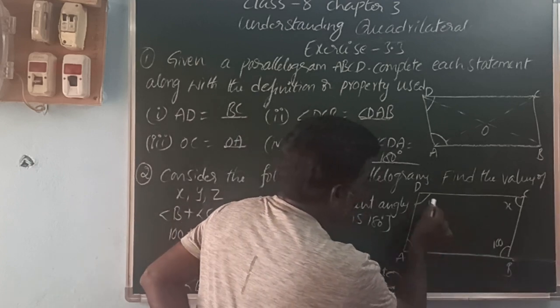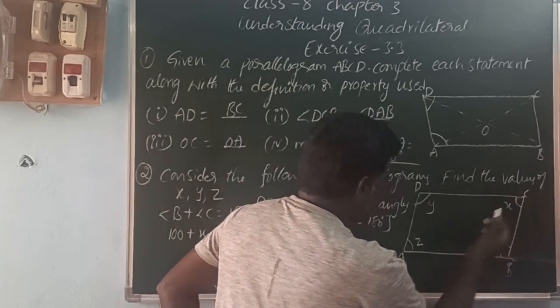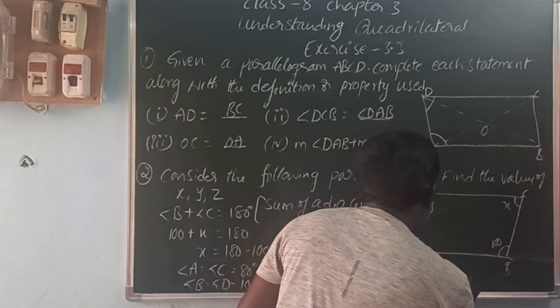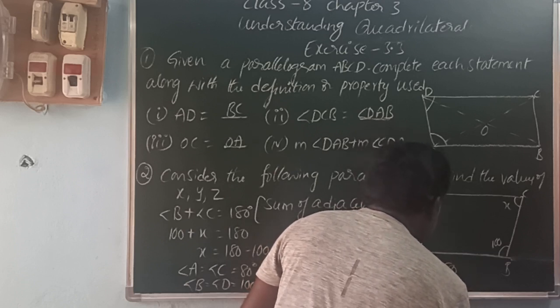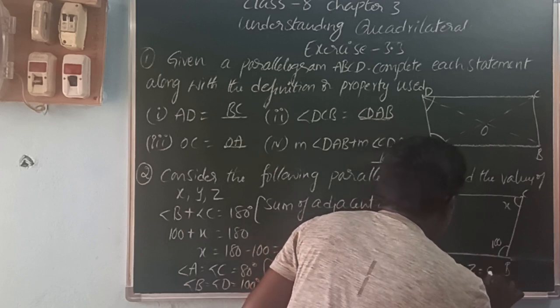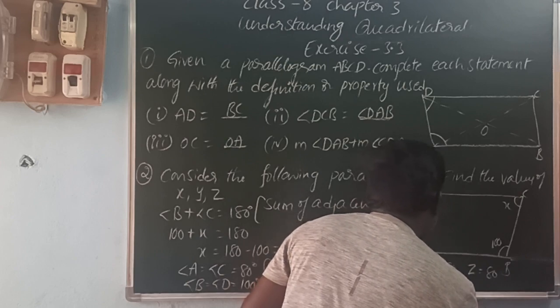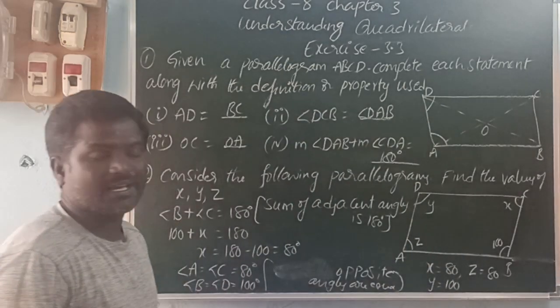Angle B is equal to angle D, and angle A is equal to angle C. Opposite angles are equal. So x is equal to 80, then z is also 80. Next, y is equal to 100, because opposite angles are equal.